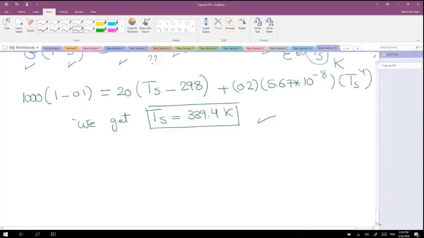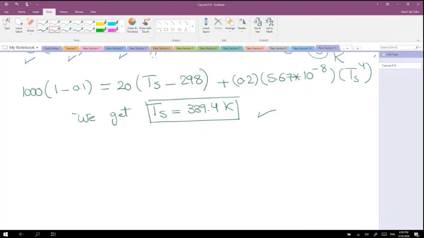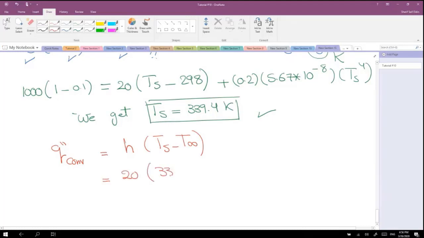And this is one of the requirements. The first requirement was Q double dash convection, which is H multiplied by Ts minus T infinity. H was 20, T surface we just got, and T infinity is 298. So this is going to give you Q double dash convection of 838 watt per meter square.